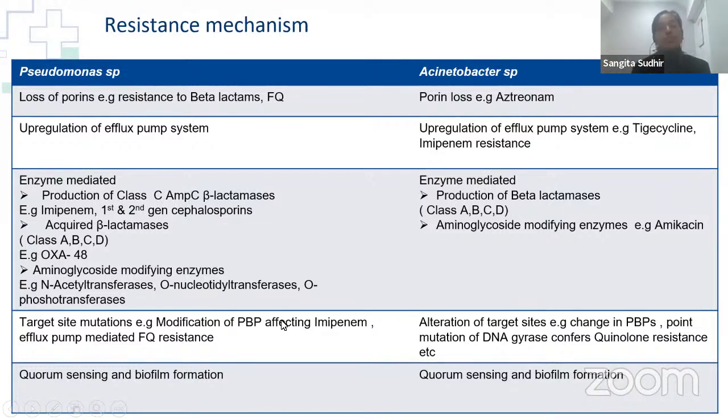Now, target site mutations. So alteration in the target sites like penicillin binding protein in Pseudomonas, or point mutation in the DNA gyrase causing quinolone resistance, are some examples. Last but not the least, quorum sensing and biofilm formation, which we have already discussed, is yet another reason why these organisms are developing resistance and are difficult to treat.